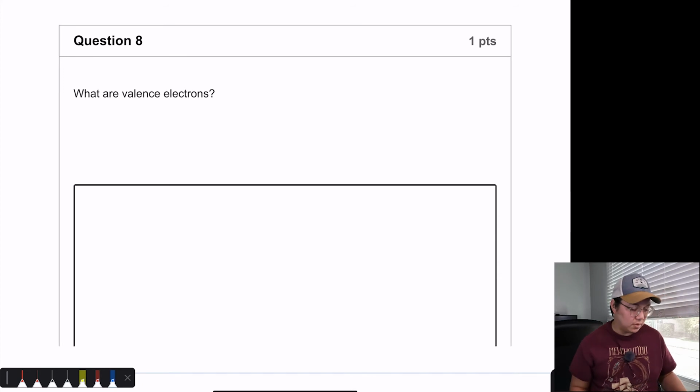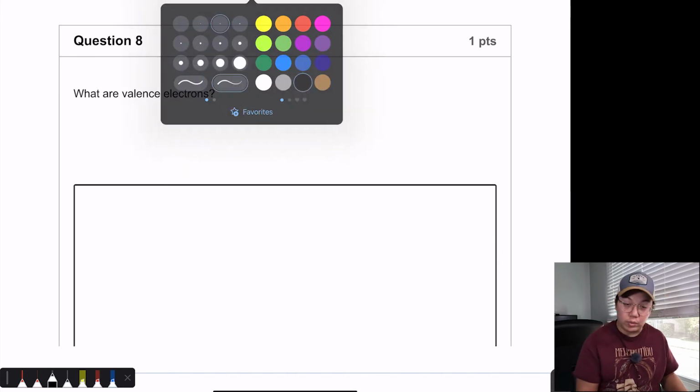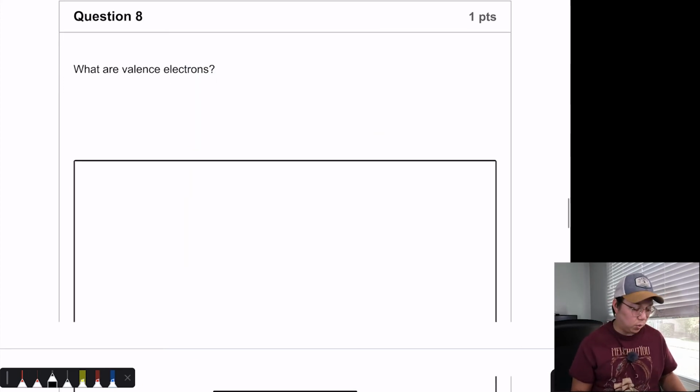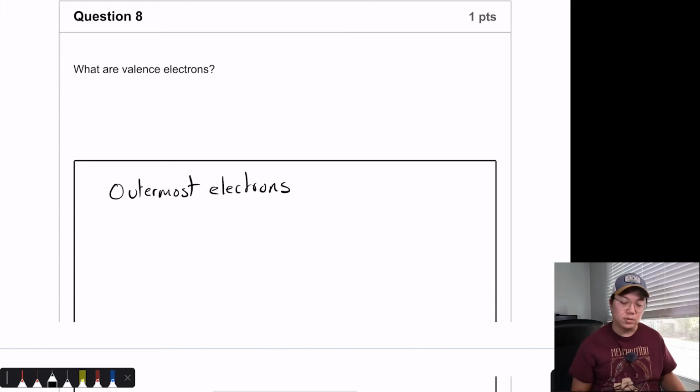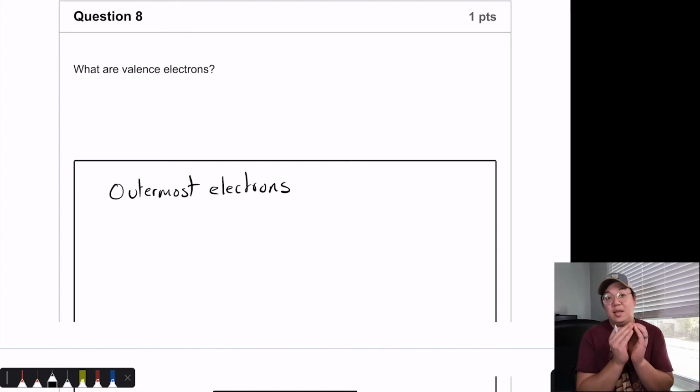Question 8. So this one should have been a pretty short answer. What are valence electrons? Valence electrons are the outermost electrons. So those are the electrons that are not in the inner shells.